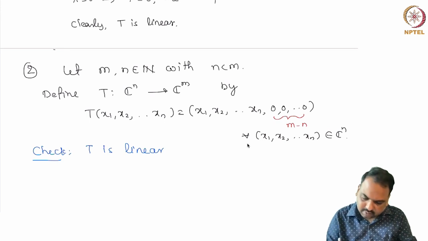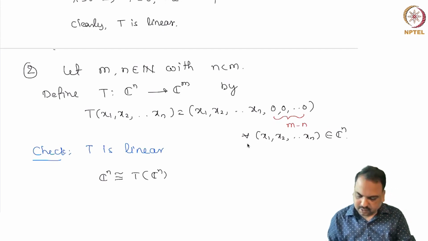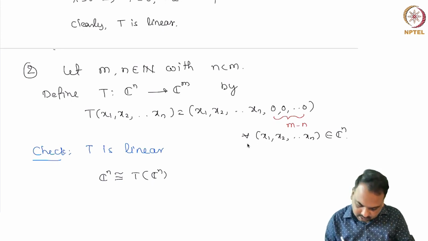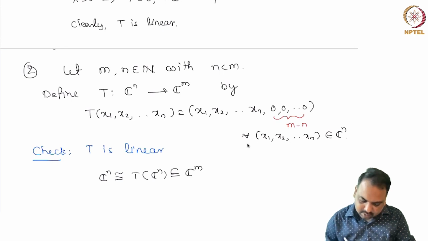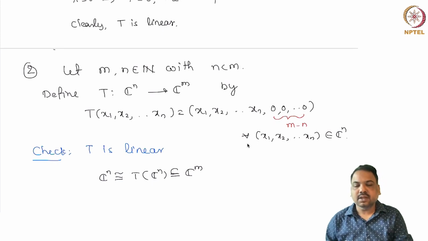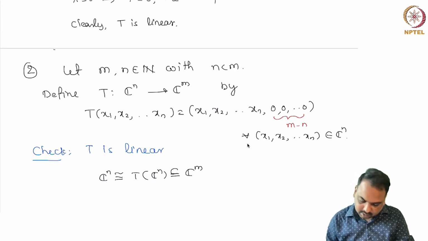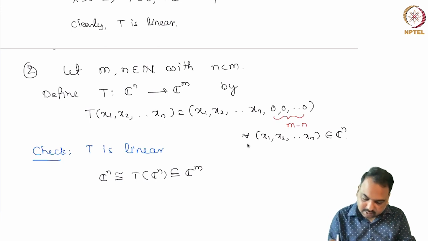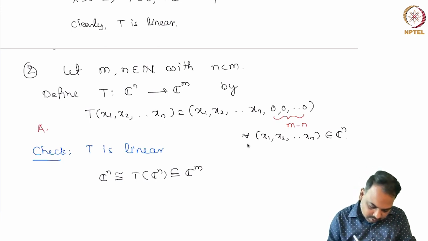Here we are identifying C^n with T of C^n. There is a one-to-one map from C^n to T of C^n, and we can identify this as a subspace of C^m. So T of C^n is a subspace of C^m, which is included in C^m. For this reason we call this map an inclusion map.